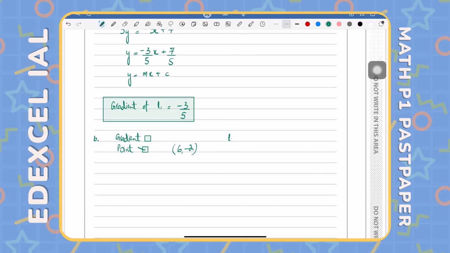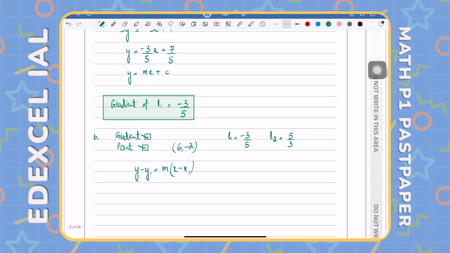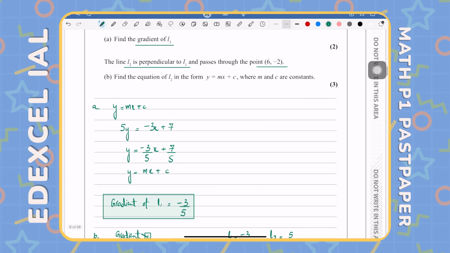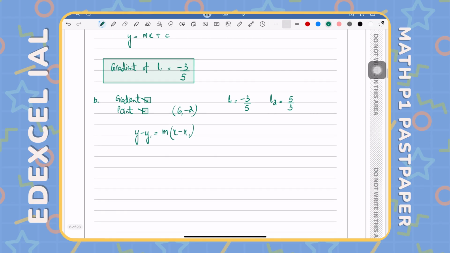What about the gradient? Now notice that the gradient of line 1, the question made us figure that out, is minus 3 upon 5. And considering that line 2 is perpendicular to line 1, that means the gradient of that line would be equal to 5 upon 3. So that means now we can check the gradient box also. And we can use this formula, y minus y1 is equal to m times x minus x1, to find out the equation of the straight line. And let's have a look if the question wants it a certain way. Yep, the question wants it in this form, so we better give it in this form only.